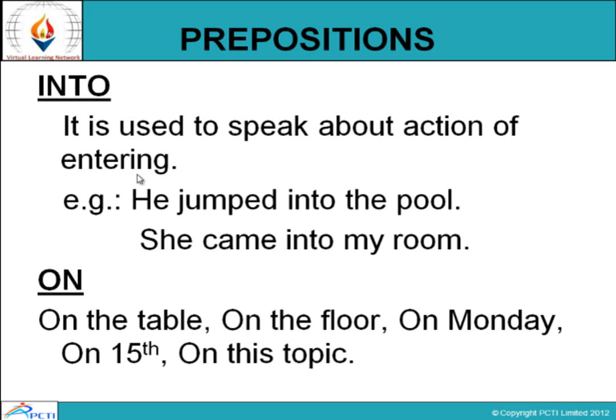On. Again, a very common preposition. We use it so often. Let's see where all we can use on. On the table, on the floor. That is on top of something. And when the two are in touch with each other, the surface. On the table. That means the book is actually touching the surface of the table. On the floor. Whatever is on the floor, it is touching the surface of the floor. They are in contact. Then we use on.